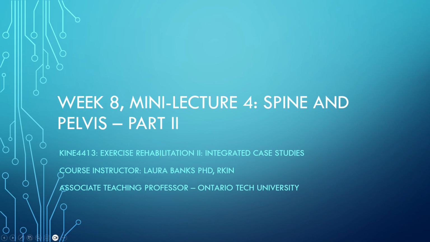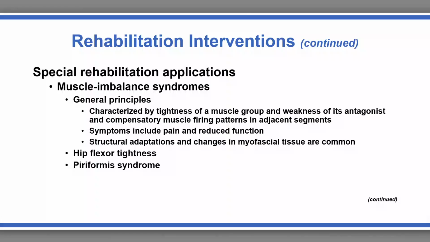So, the first syndrome that we're going to discuss is generally referred to as muscle imbalance syndromes. And this is really characterized by the tightness of a muscle group alongside the weakness of its antagonist muscle. As a result, there may be compensation or compensatory muscle firing patterns that exist within the adjacent segments. Typical symptoms include pain and also a reduction in function, and myofascial tissue may have certain changes in structural adaptations that may present as well.